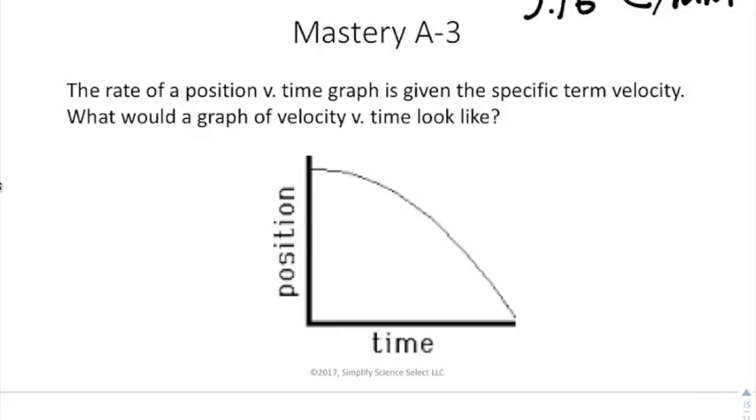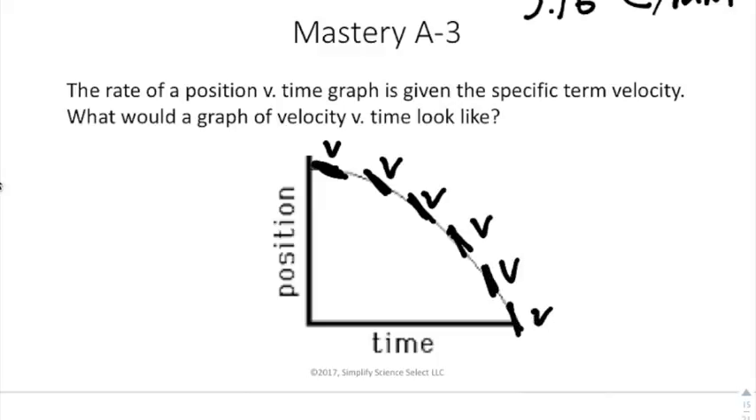In this one it says the rate of position versus time is given a specific term, velocity. So what would a graph of velocity versus time look like? In order to do this, we're saying that the slope, here's the slope, is given a term v. And you have the slope here, which is v, and the slope here, which is v, and so on for each segment.